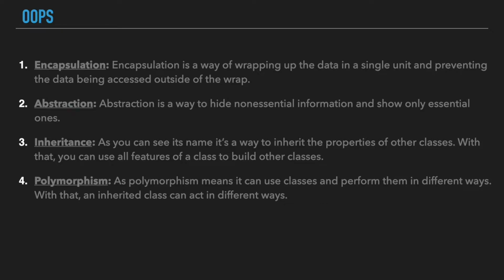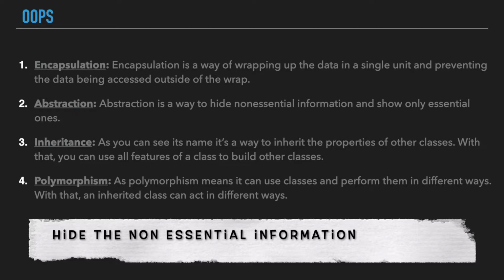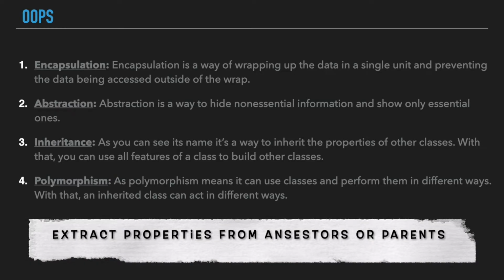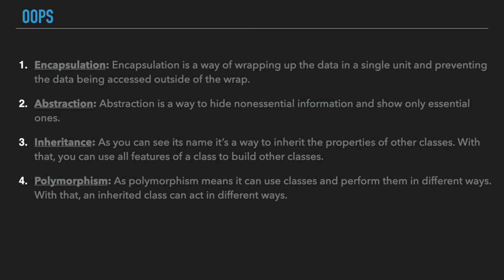Then comes abstraction. Abstraction is basically a way to hide the non-essential information, or we can say to show only the essential ones. It helps us for security purposes. We often use Java in banking sectors where we have to hide information. Then comes inheritance. Basically, in English, inheritance means to extract the property from your ancestors. Well, the same meaning applies in object-oriented programming. You inherit the properties from the base class, or we can also call it a parent class.